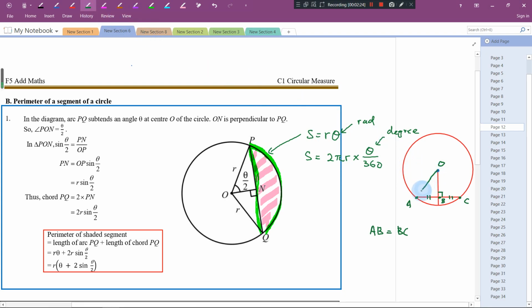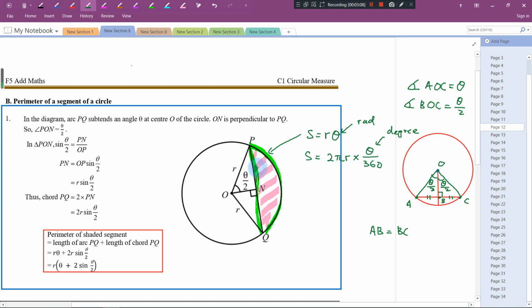Let me draw two ray lines first. Now here you see two right angle triangles, OBA and OBC. Triangles OBA and OBC are congruent, exactly the same. So if angle AOC is theta, let me write over here, angle AOC is theta, then angle COB, or angle BOC, will be equal to theta over 2. This is theta over 2. Here the same thing, theta over 2.